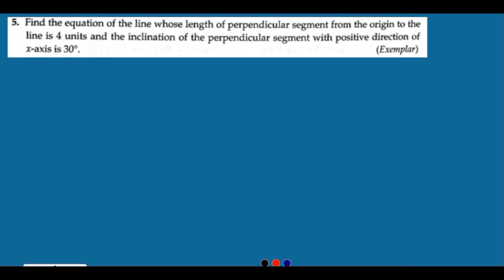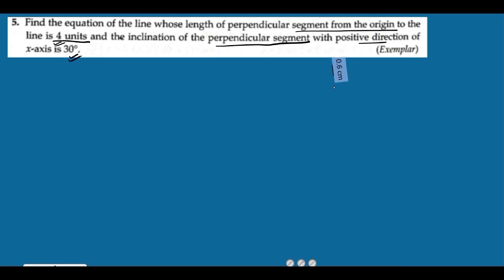Question number 5. Find the equation of a line whose length of perpendicular segment from origin to the line is 4 units. It means we have to use normal form or perpendicular form, and the value of p is 4. And the inclination of perpendicular segment with positive direction of x-axis is 30 degree. This is the value of alpha.